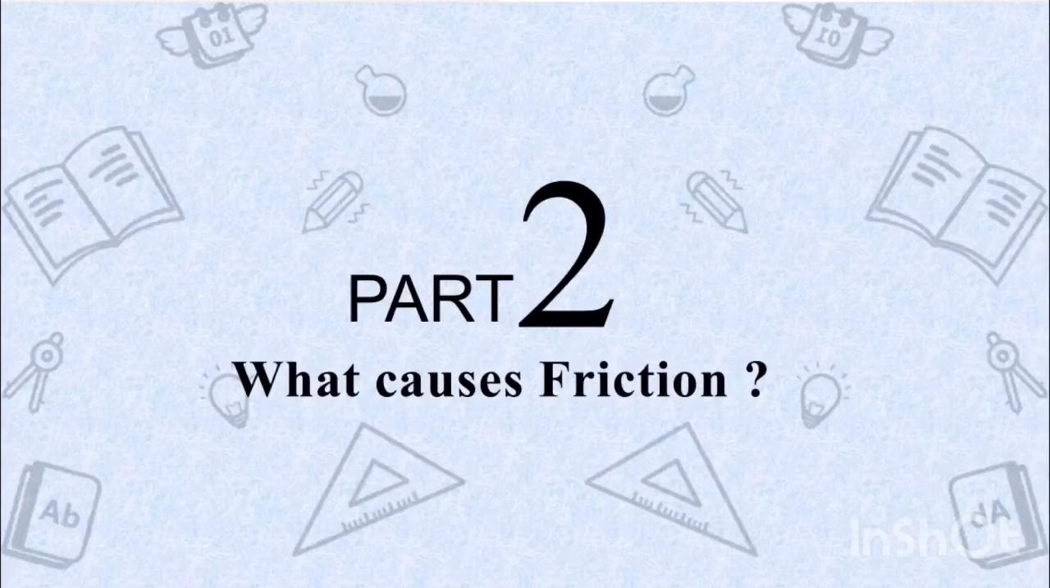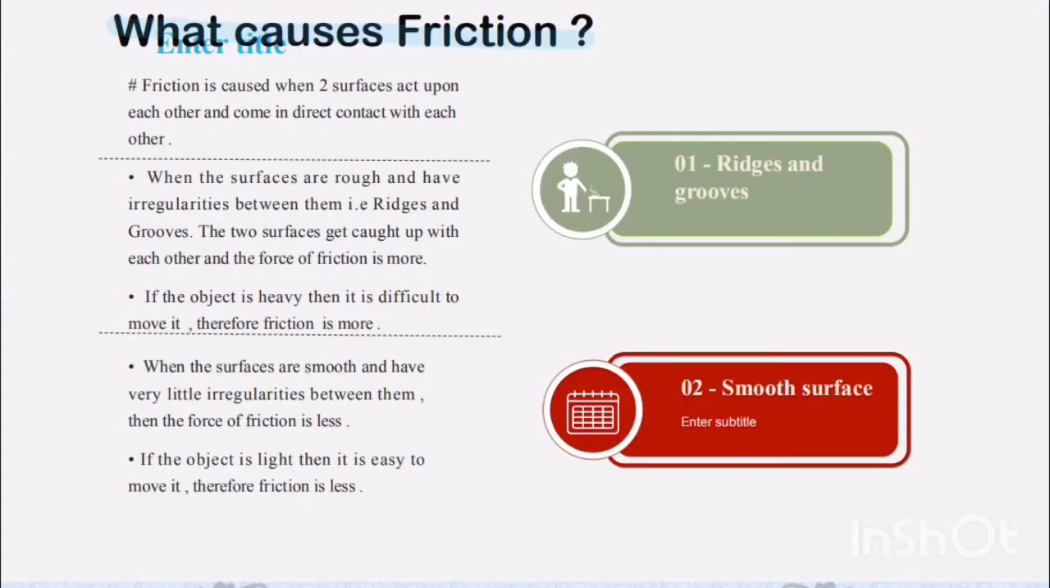Part 2. What causes friction? Friction is caused when two surfaces act upon each other and come in direct contact with each other. Have you ever observed a rough table with a magnifying glass? You will observe that there are irregularities on the table. These irregularities are known as ridges and grooves.